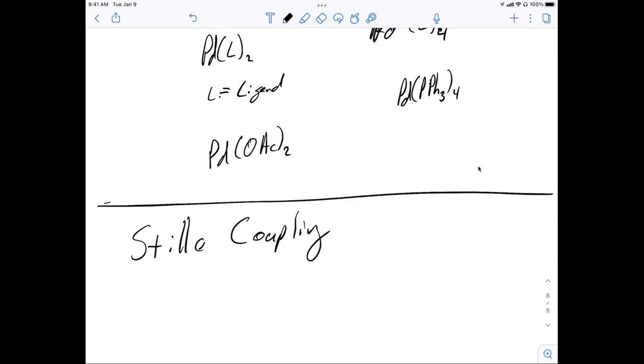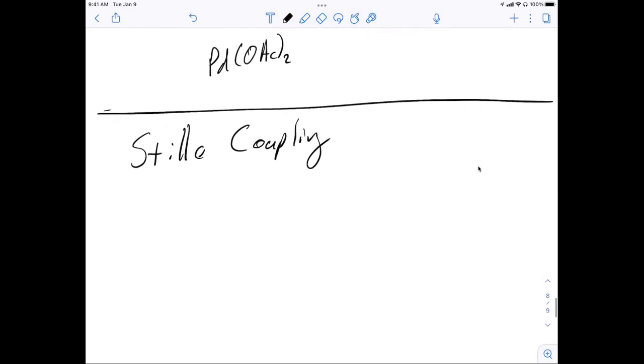So the first one is the Stille coupling. Stille coupling is going to be based on tin.